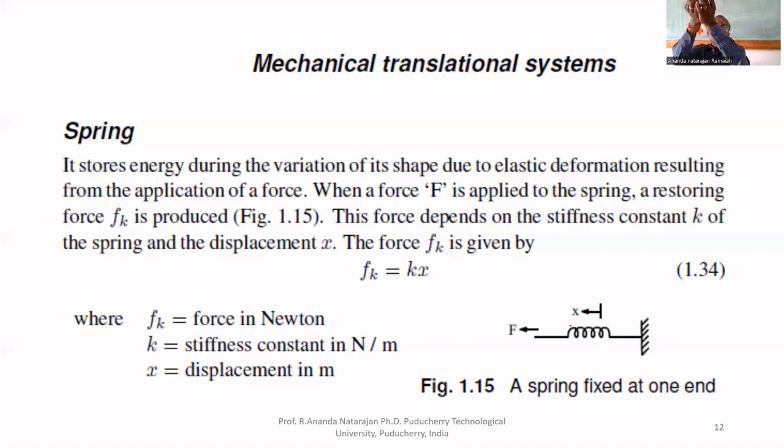Suppose a rod is there. If you pull that rod, what will happen to that rod? It will expand, no? If you release it, what will happen? It will regain the original shape. So it has the spring property. It also has the dashpot property.